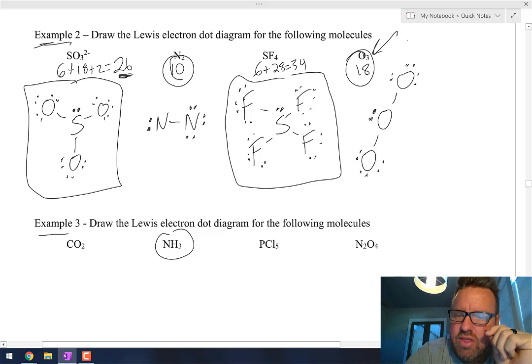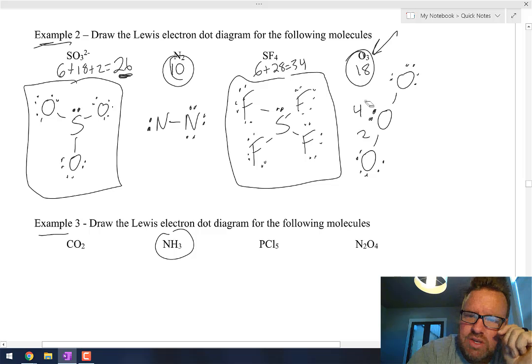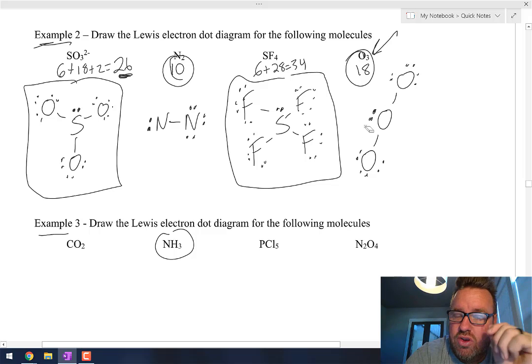What about O3 though? Okay, this oxygen here in the center only has 2, 4, 6 electrons. Okay, it's missing 2. Okay, so what do? Again, it doesn't matter. Just choose one side or the other. Take 2 electrons away.